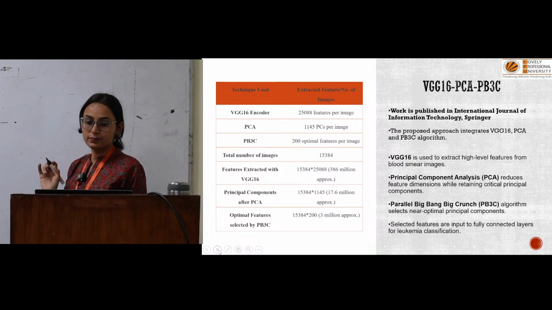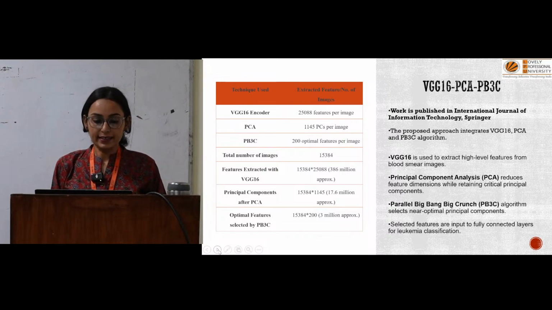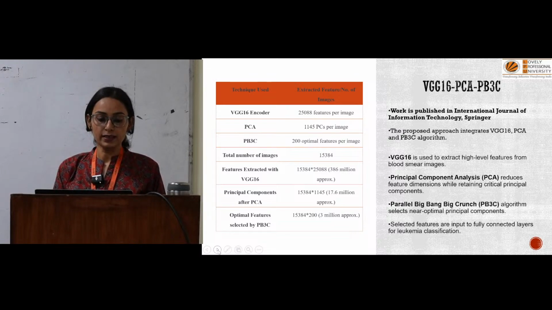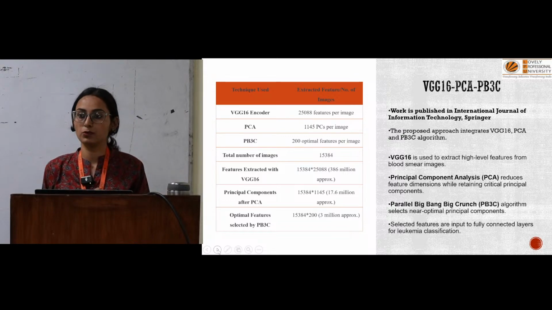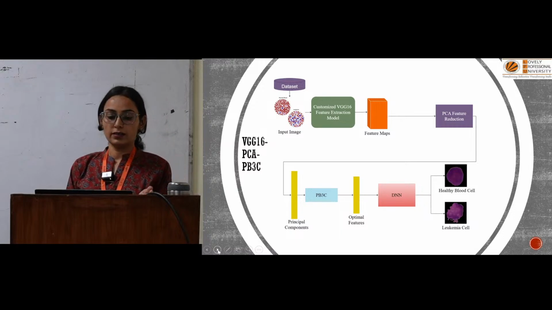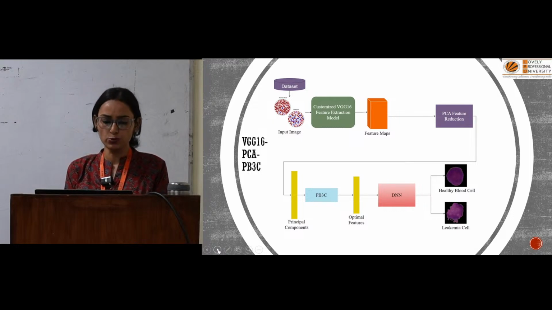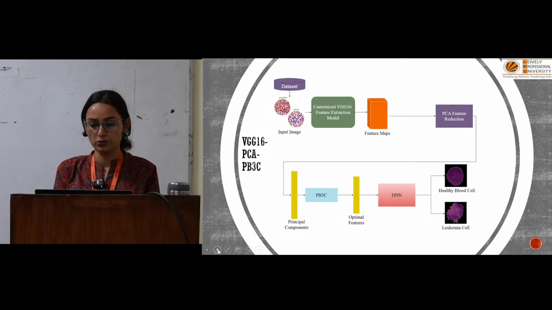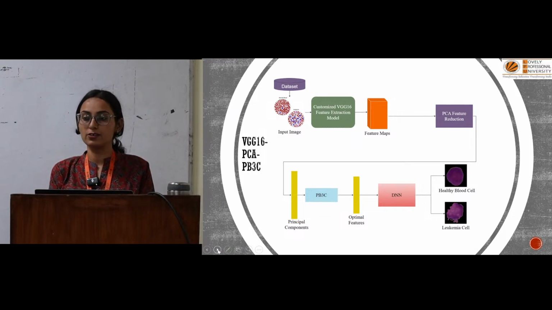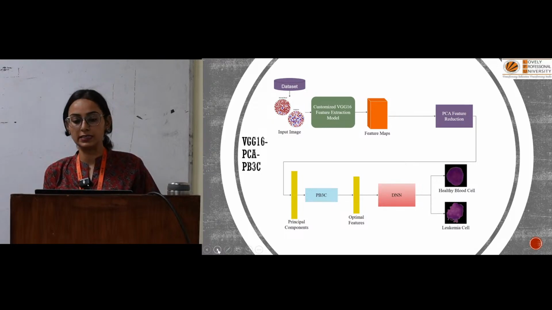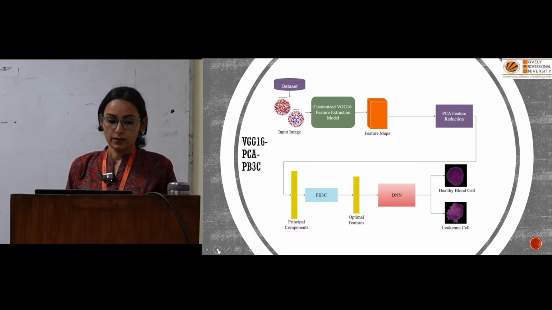optimization of this, and it has selected 200 optimal features. Now this parallel Big Bang Big Crunch, so ultimately the number of features have been reduced over here. So this was the first approach, and how is it shown? Initially the data set is taken, provided to VGG16, then it has extracted the features, reduced, PBBBC for optimization is used here, then the fully connected layers for the classification are used, and ultimately it is classifying.